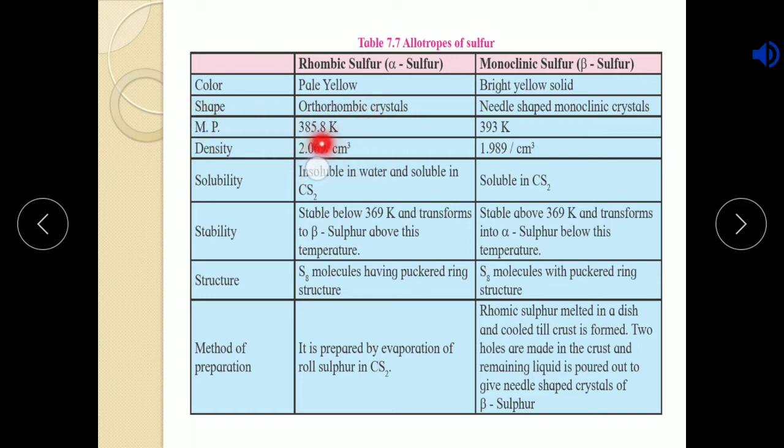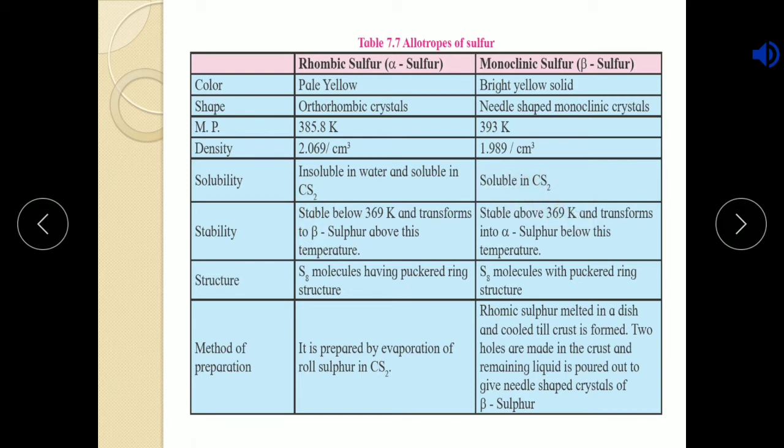Melting point. Rhombic sulfur has a melting point of 385.8 Kelvin, while that of beta sulfur is 393 Kelvin. Density, if we consider, beta sulfur has somewhat less density than that of alpha sulfur. 2.069 per cubic centimeter is the density of rhombic sulfur, while 1.989 per cubic centimeter is the density of monoclinic sulfur.